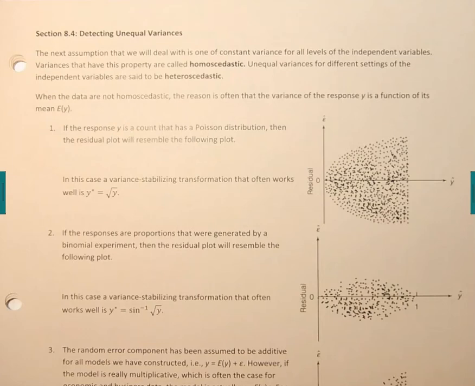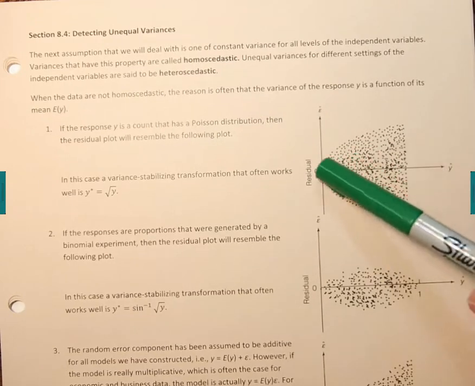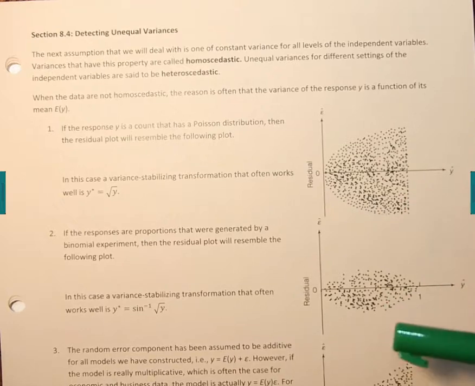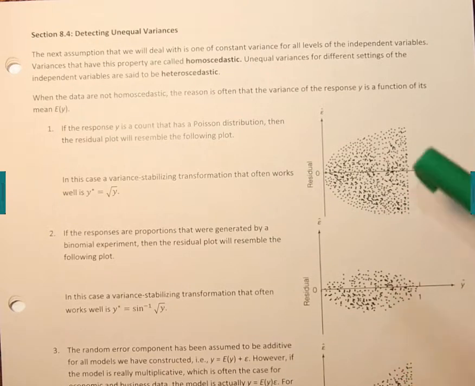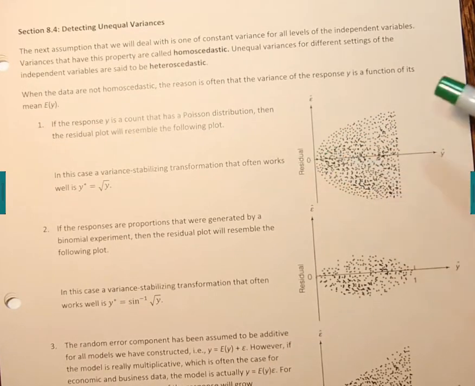And so we've got a couple different examples we're going to look at here. The first one happens if the response y is a count that has a Poisson distribution, then the residual plot will resemble the following. Notice here it's kind of rounded and then it comes out. The reason this is not homoscedastic is that the y-hats have very small variability here, whereas out here they have very large. So we don't have equal variability as we move out.